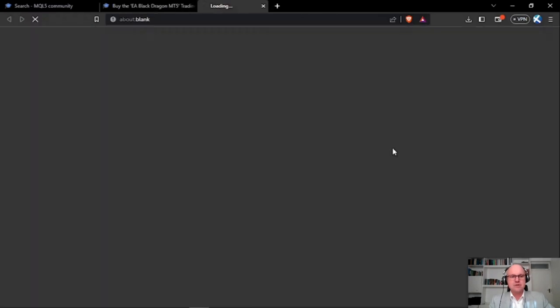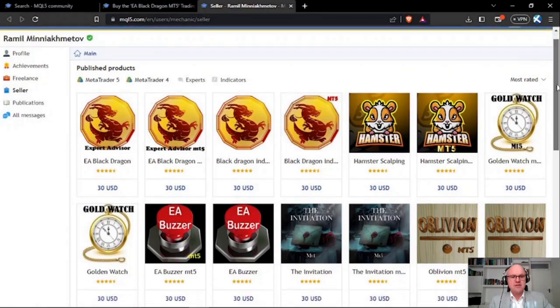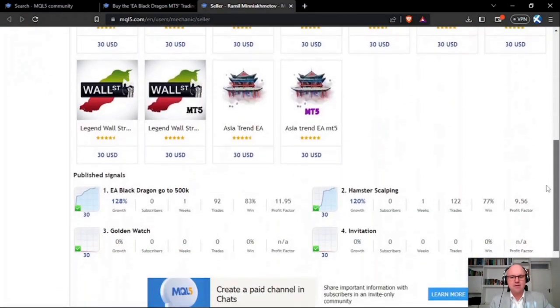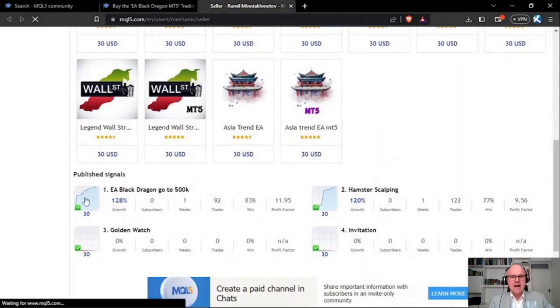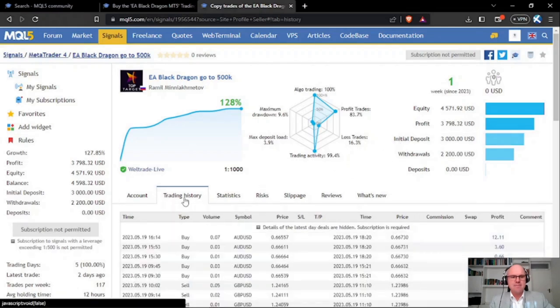As always, one of the first things that I do when I look at a new expert advisor is I take a closer look at the seller. So what you will notice is that we've previously tested his hamster scalping bot, and that he also has a signal available for Black Dragon. Please note that it has only been running for 1 week. However, you can check under the signals option for MQL to see how the bot is currently doing. So it's only been running for a short period, but it has generated a profit of 3,700.